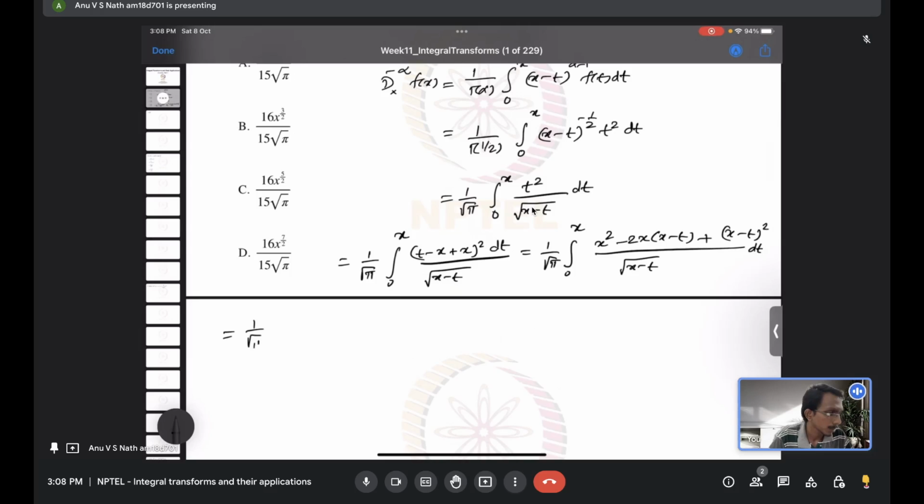So here again 1 by root pi we will keep outside, and we will write the terms as a group separately. So x square is a constant, and then integral 0 to x of (x minus t) the whole raised to minus half, then minus 2x integral 0 to x of (x minus t) the whole raised to half. dt is there, and here also dt. Then (x minus t) the whole raised to 3 by 2, 0 to x.